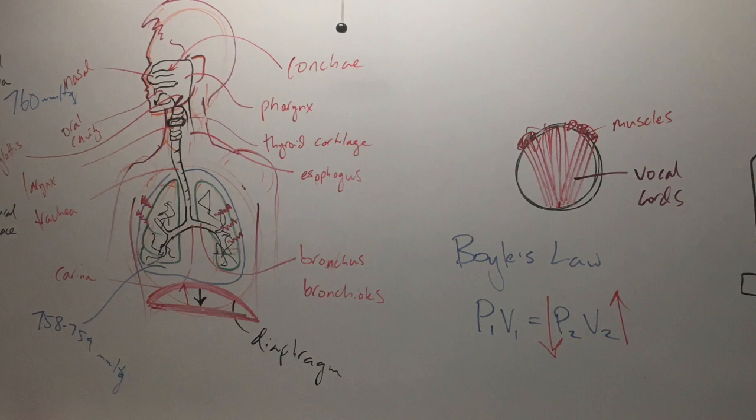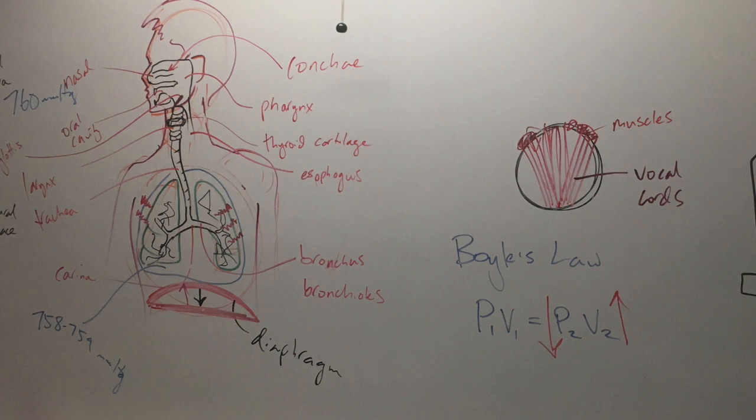And this larynx has 3 purposes. Anybody know what it is? Your voice box. Voice box, that's number 1. It contains our vocal cords, all right, which are perfect.